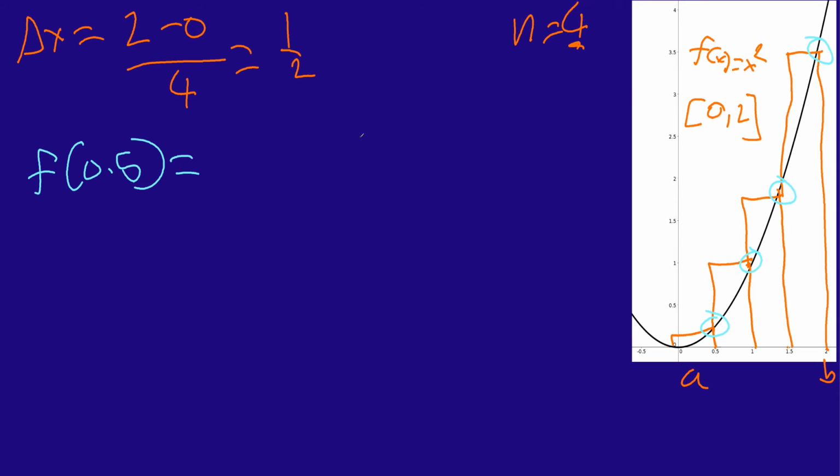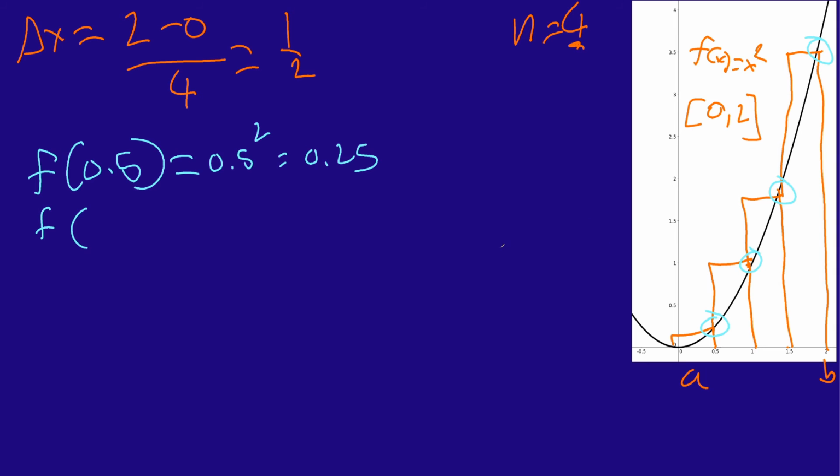If I work that out, and remember, our actual function is x squared, so if I square this, I'm going to get 0.25. It's going to be 0.5 squared, which equals 0.25. If I continue with that idea, where's my second little dot at?